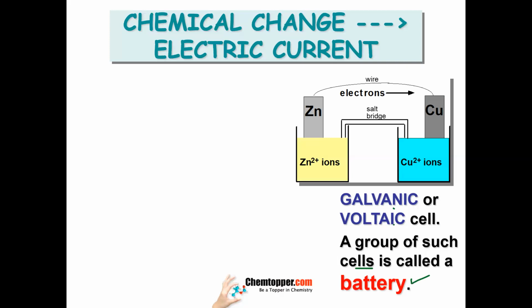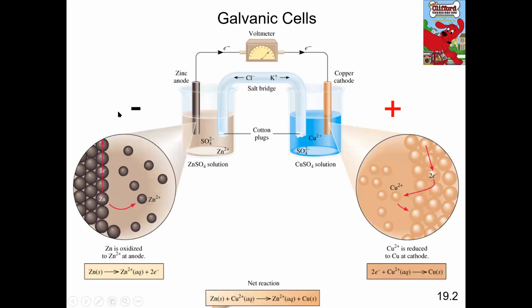Okay, now we have more questions. Now we are going to go into more detail on the galvanic cell. Ready? This is your galvanic cell. Now we have plenty of questions, so please start answering here. What happens at the anode? What is the anode in the galvanic cell?